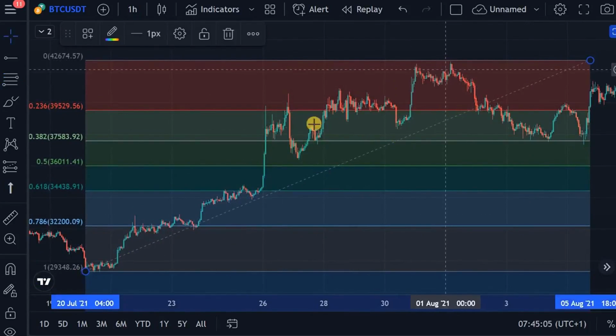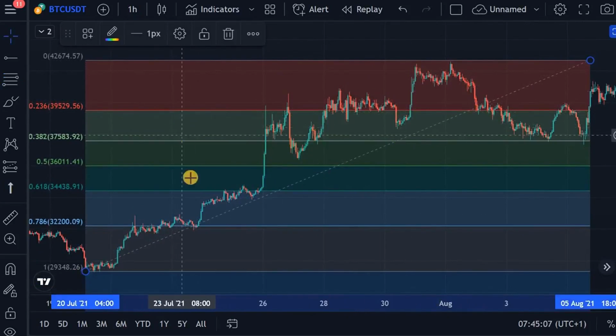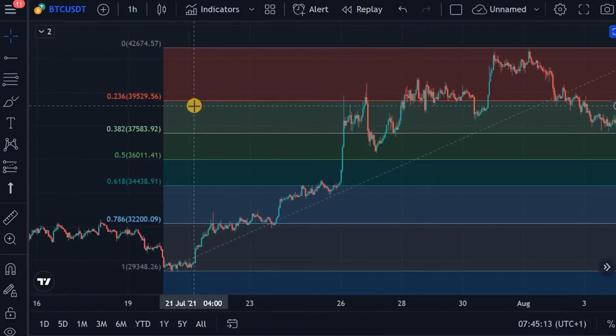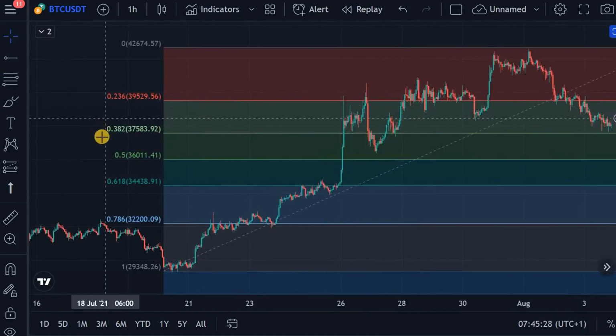And you can see that once you do this, you would see various lines right here. These lines are called Fibonacci levels. You can see right here that the first line is the 0.236, the second line is the 0.382, the third line 0.5, you can also see the 0.618 and 0.786.